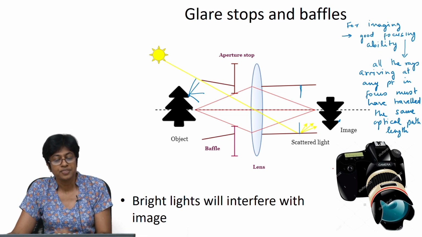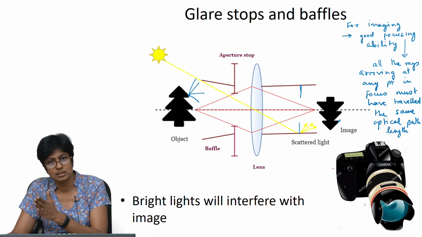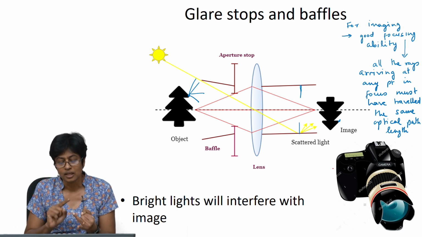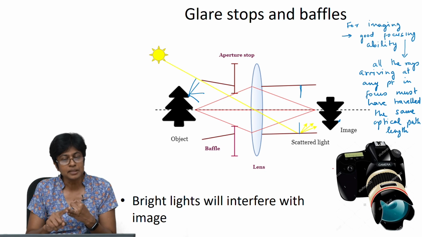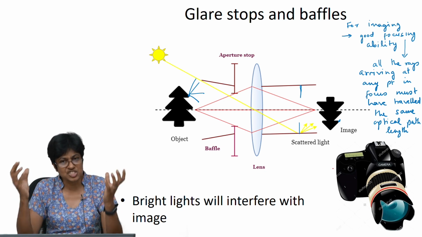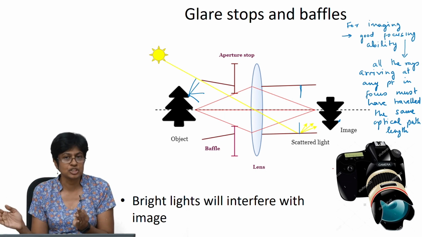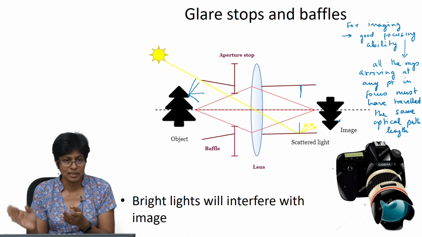Okay. So, these are the three main classes of stops that we have: the aperture stop that limits the cone of light, the field stop that limits how much of the extremities of the object are captured, and a glare stop that prevents stray light from actually travelling all the way to the image plane.